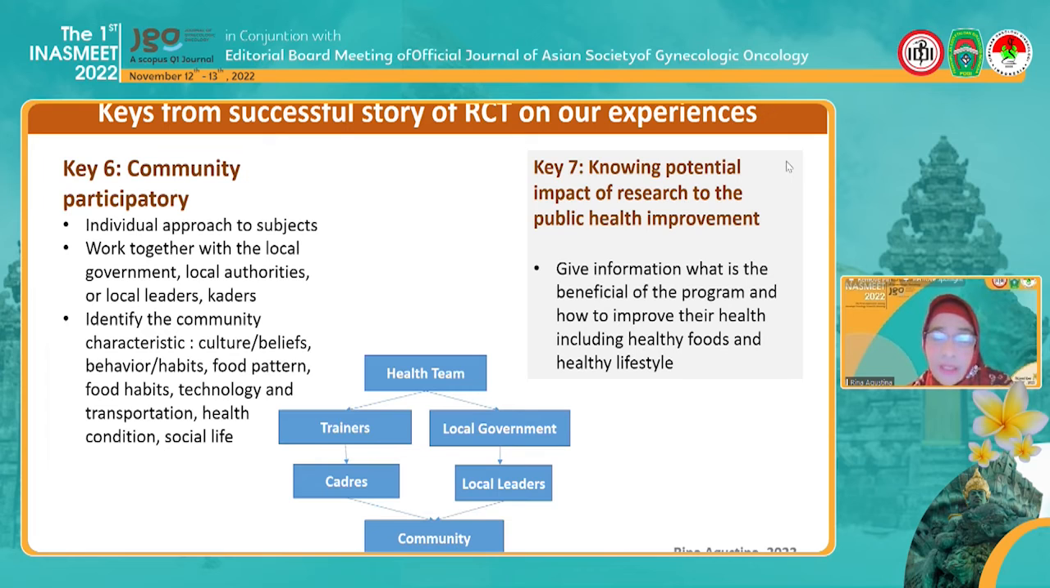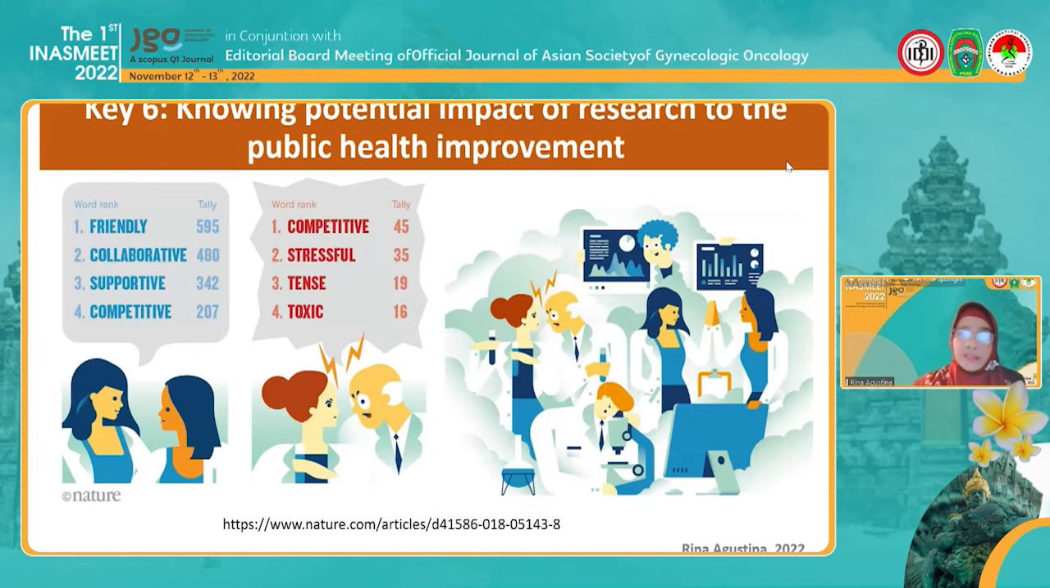The other key is knowing the potential impact of research on public health improvement. This gives motivation to the research team as well as the research subjects. We give information on the benefits of the program and how to improve their health, including healthy foods and a healthy lifestyle and so on. And to have a good orchestra between the research and the researchers as well as the environment supporting this trial.